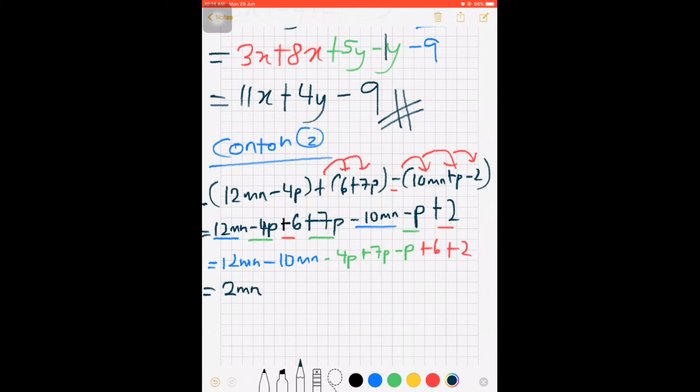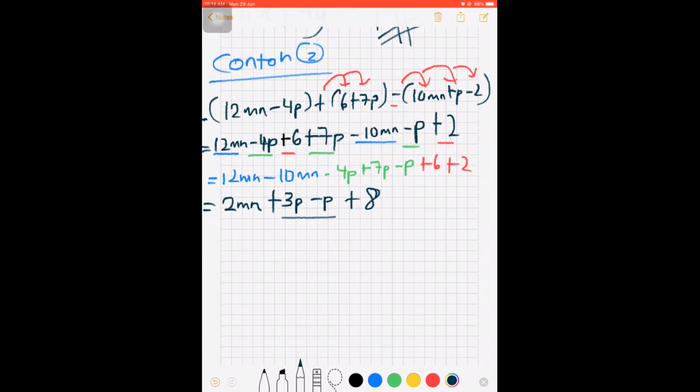2mn. This one pula, negative 4 plus 7. Negative 4 tambah 7. That becomes positive 3p minus p, plus 6 plus 2 becomes 8. Ni tak settle lagi, kena settlekan. 2mn, so 3p minus 1p becomes positive 2p plus 8. So this is your answer.